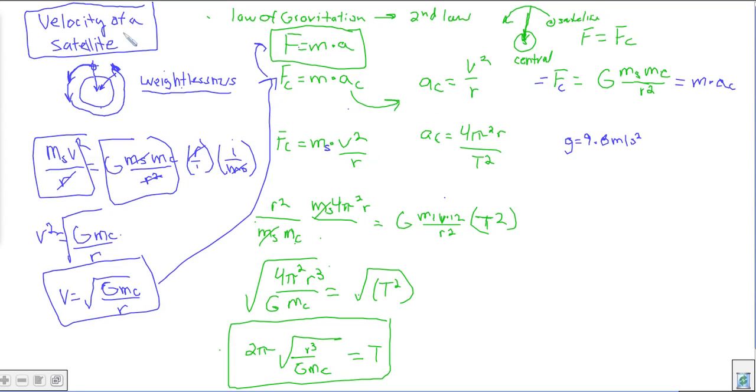We also looked at how you could take force equals mass times acceleration and derive the velocity of a satellite going around a central body. Now, what about gravitational field?